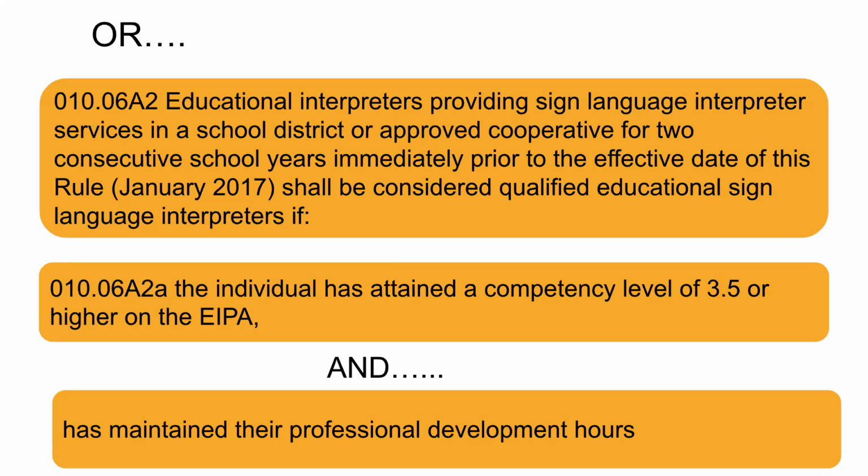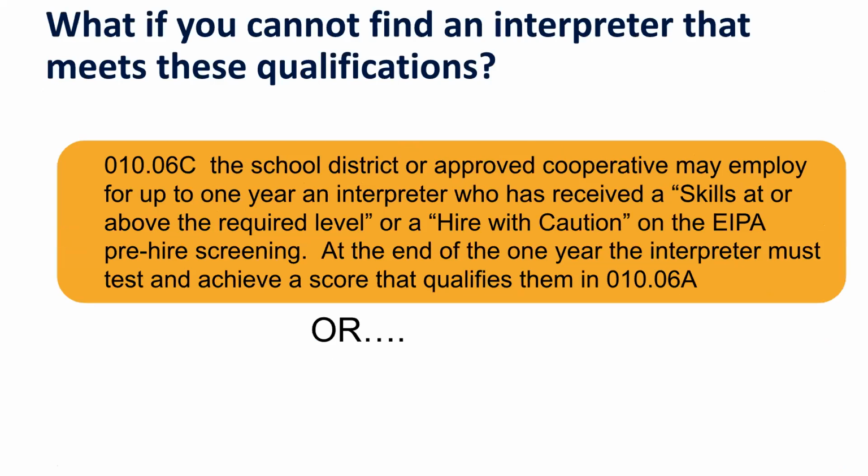If you were employed the 2 school years prior to us raising that qualification bar, we've allowed you to maintain qualifications if you had a 3.5 or higher, if you were working those 2 previous years, and if that entire time from 2017 up through currently, you have maintained those 24 clock hours. We've allowed you to stay certified in the state of Nebraska. So seems really easy, right? But what do we do if we can't find somebody who meets those qualifications?